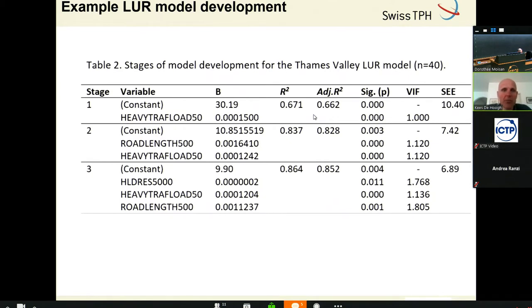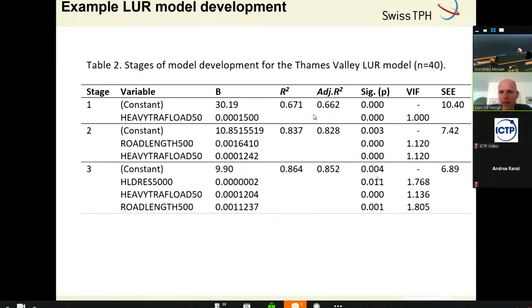And this is, for instance, an example of a model development in the UK. We see at the first stage, one variable, the heavy traffic load within 50 meters, comes in as our best predictor variable, giving us already an R-square of 0.67, meaning that 67% of the spatial variation is already explained by this variable. When we do a next iteration, we see that road length within 500 meters comes in and gives us an additional 15% of explained variance. And lastly, we also get a variable which gives us information about residential area, giving us a final model explaining almost 86% of spatial variation of NO2 in this instance.